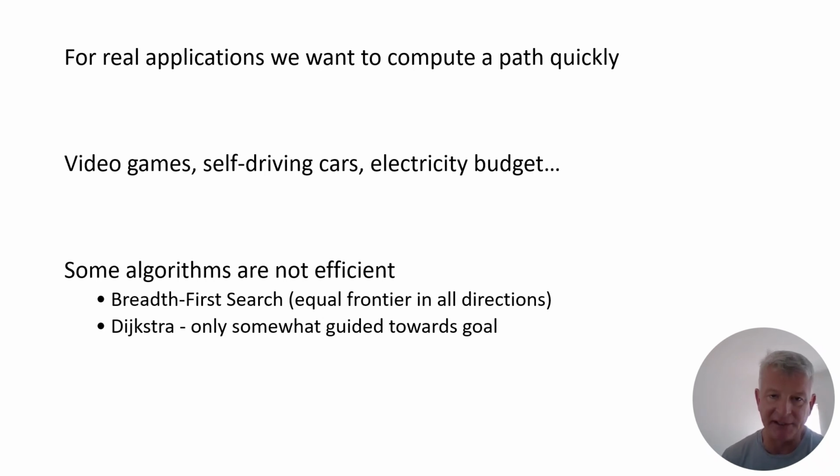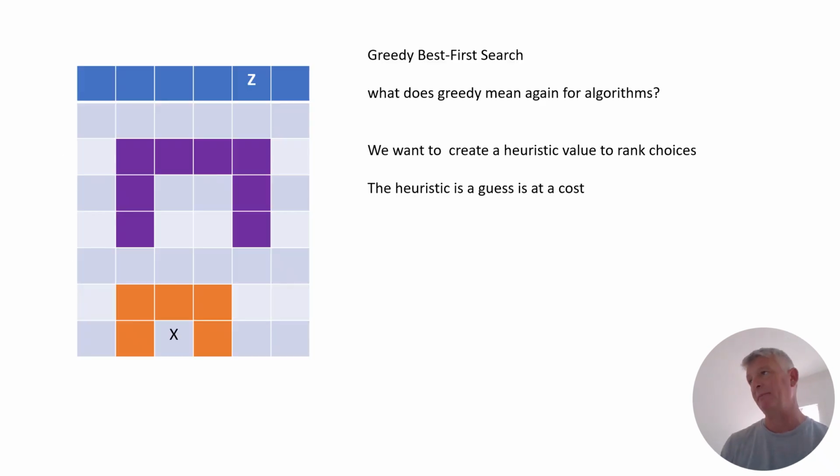For real applications, we want to compute quickly. Video games, self-driving cars, electricity budgets, routing for internet traffic, things like that. Some algorithms are not efficient. Breadth first search is not efficient. Okay, equal frontier in all directions. Dijkstra only somewhat guides towards the goal. Okay, so they're not really efficient. So let's look at a combination called a greedy best first search.